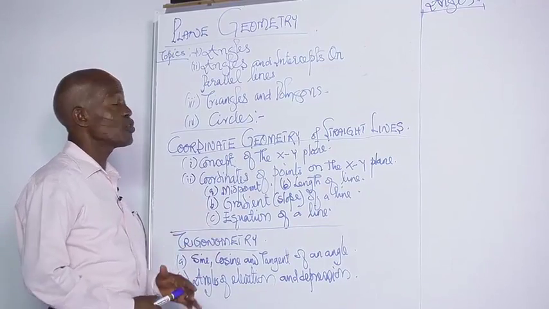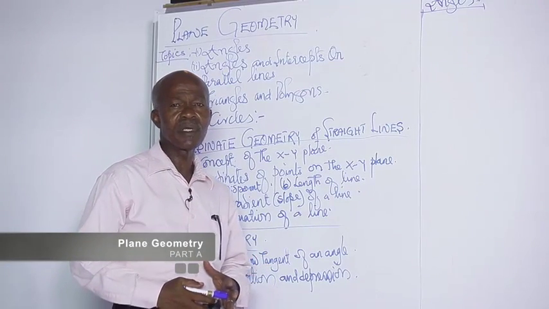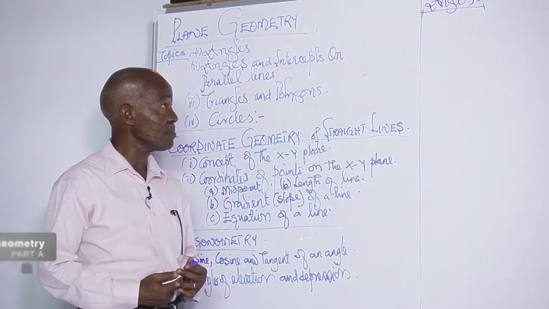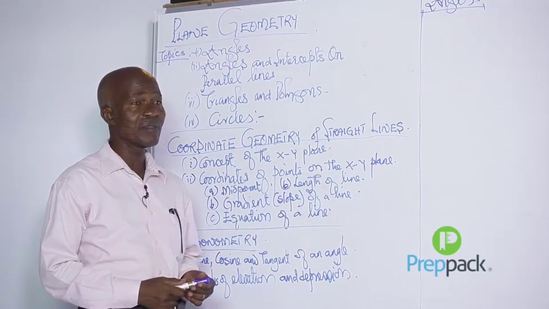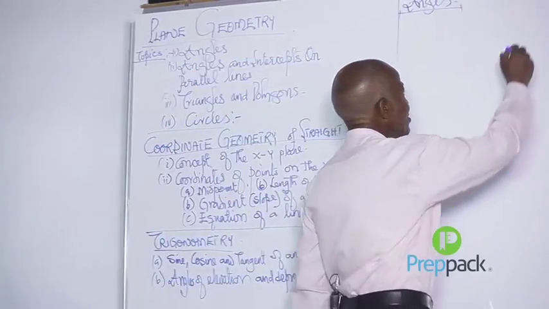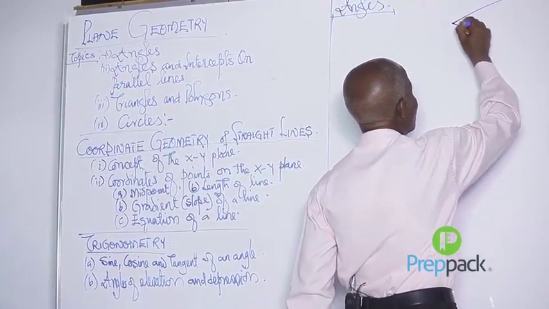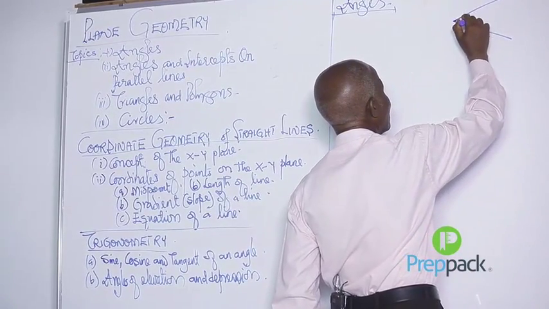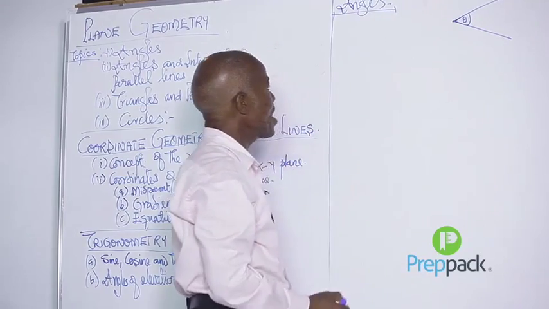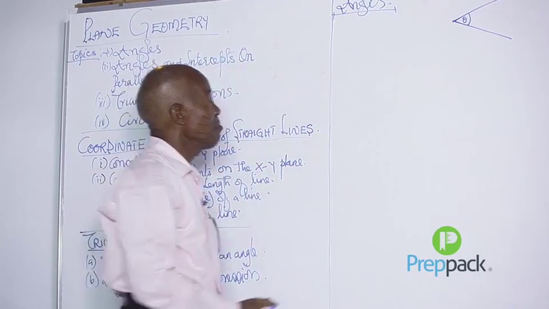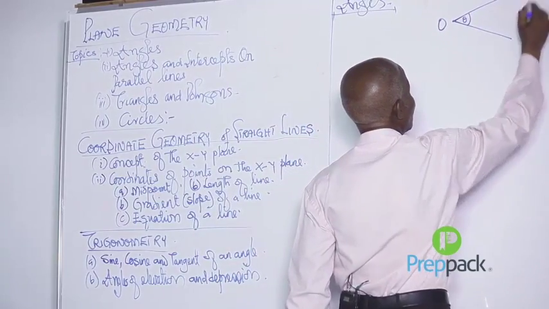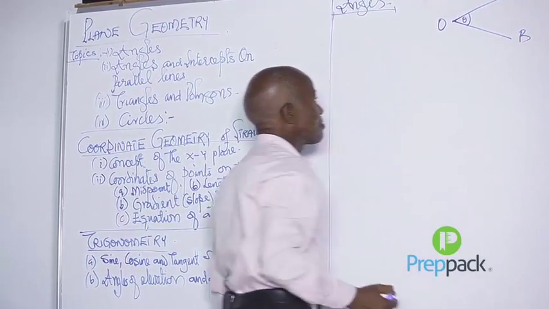We are looking into plane geometry, and we are starting with the angles. What is meant by angle? See, an angle could be said to be formed by any two lines intersecting at a point. The space between the two measures or gives what we call the angle.